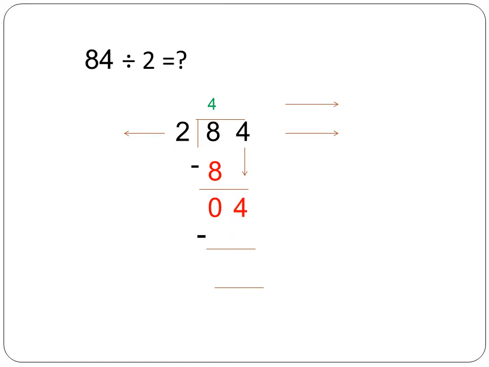Now you have to divide. 2 ones are 2, 2 twos are 4. Now subtract. 4 minus 4 is equal to 0. 42 is the quotient, 84 is the dividend and 2 is the divisor.